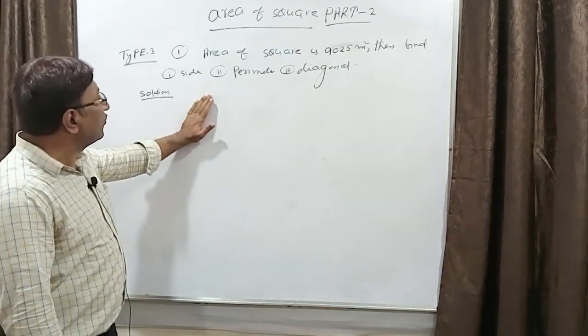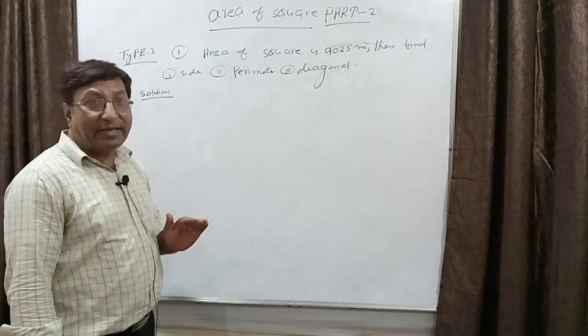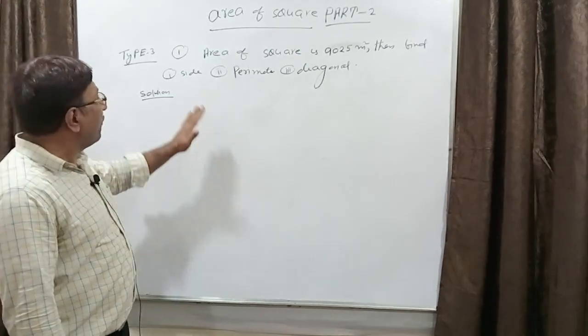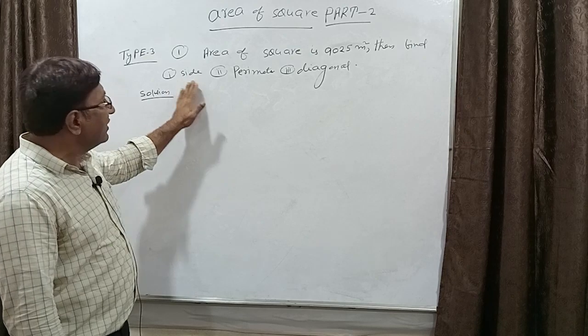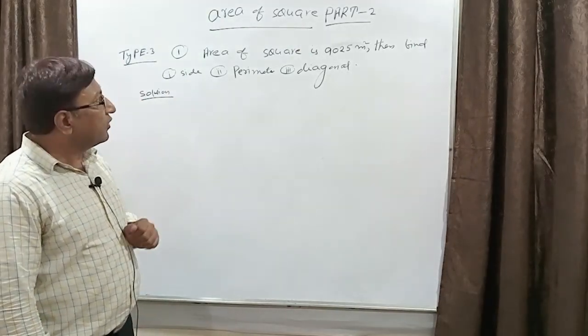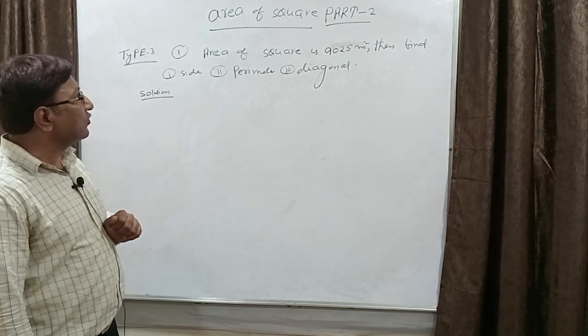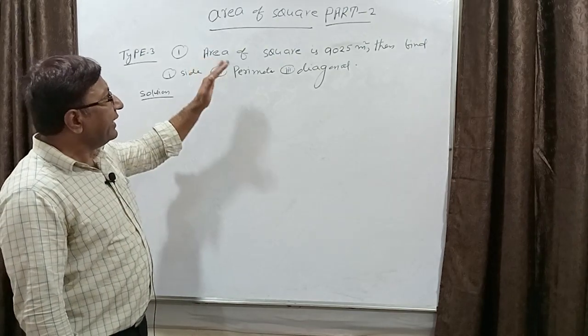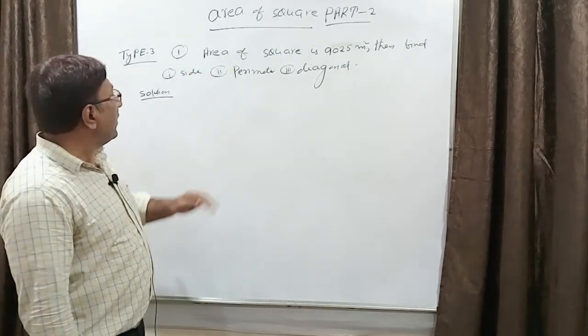So what is type 3? Area of a square is given as 9025 meter square. Then find the first question, side; second part, perimeter; and third part, diagonal. For this type of question, the simple technique is: first you see what is given in the question. Area is given, and we have to find side.